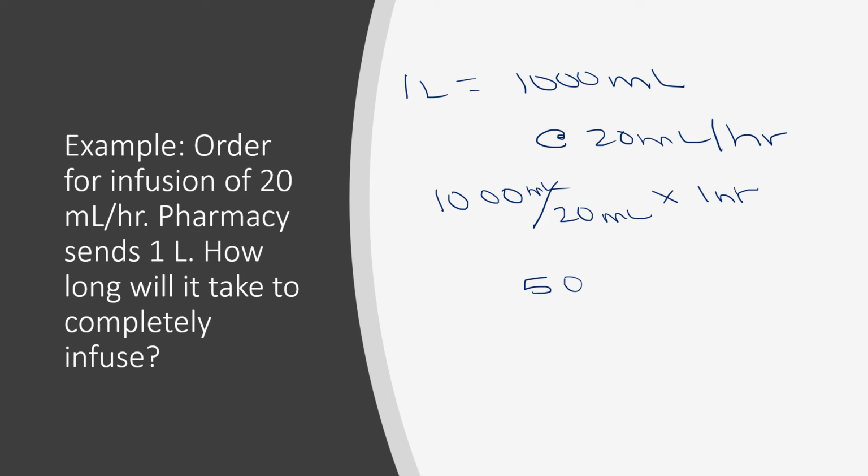And our milliliters are going to cross out. There we go. 50 hours. Okay. So you can see how that was kind of like a desire. This is kind of like a have. This is kind of like a vehicle. Kind of set up the same way. Desire over have times vehicle.